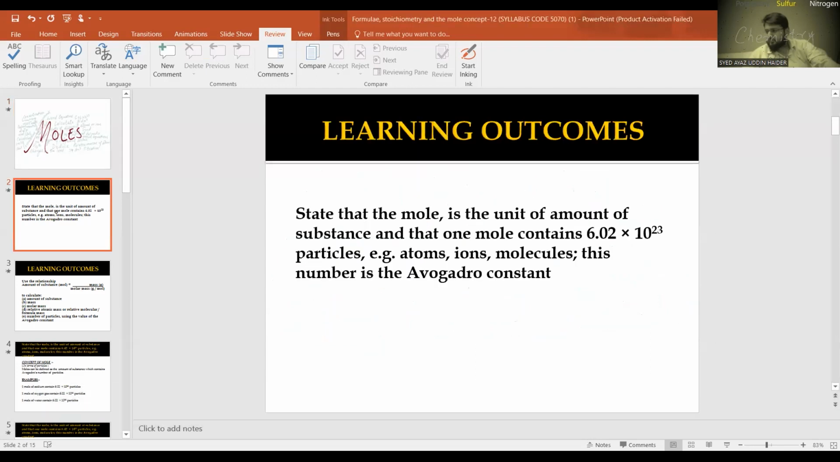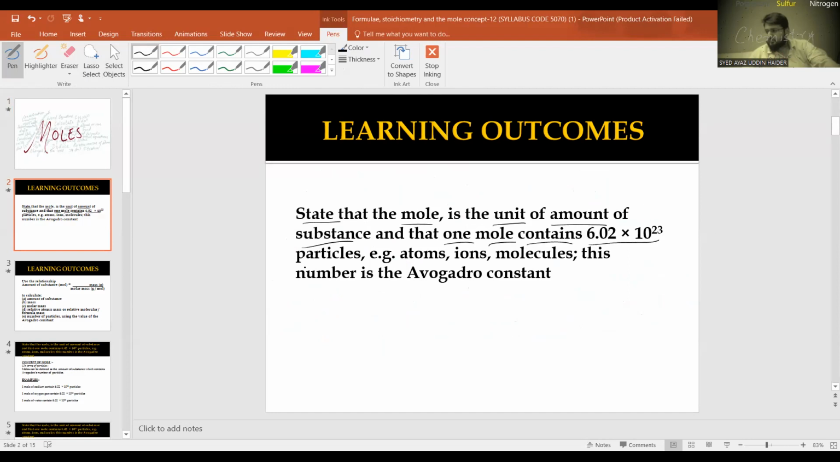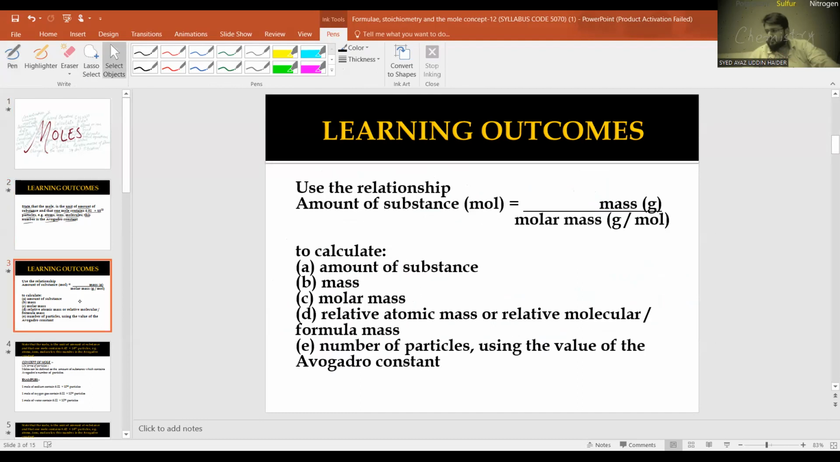The learning outcomes for this video lesson are to state that the mole is the unit of amount of substance and that 1 mole contains 6.02 × 10^23 particles, for example atoms, ions, molecules. This number is the Avogadro constant.